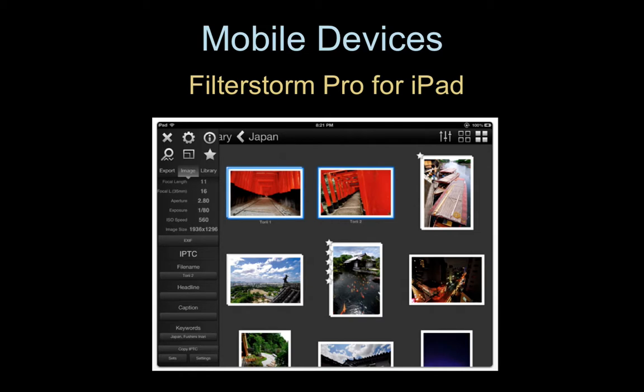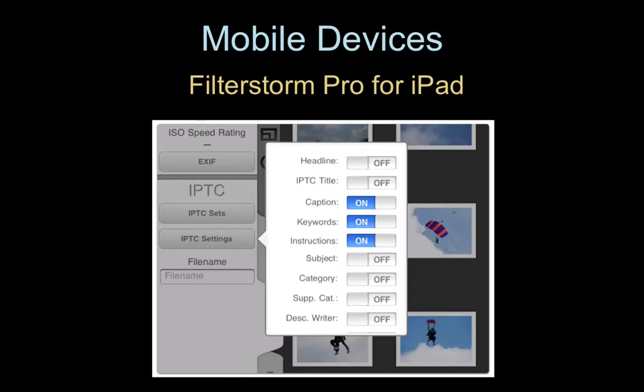Mobile devices are obviously becoming a very key factor, and a lot of apps allow users to search on embedded metadata and display it. This example is FilterStorm Pro for the iPad. It gives you some options on which IPTC fields you see.